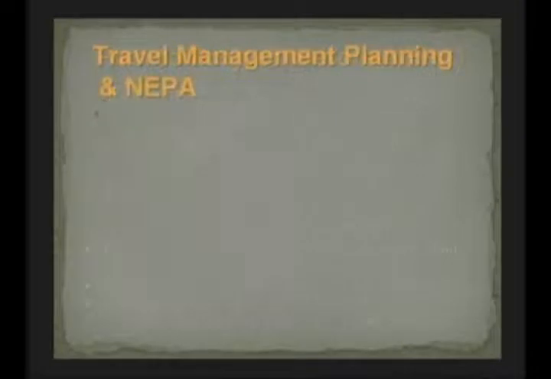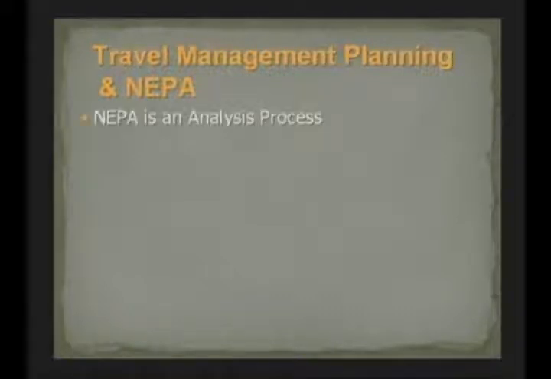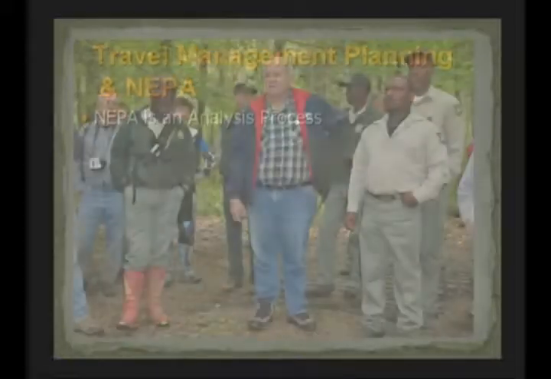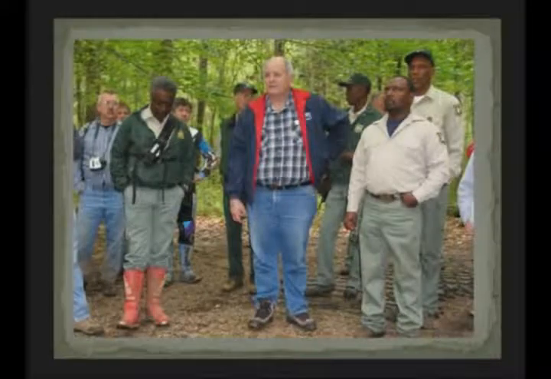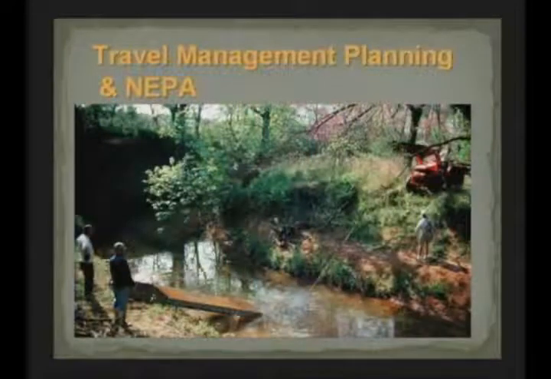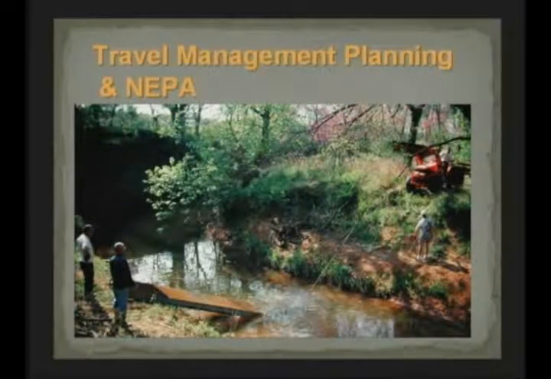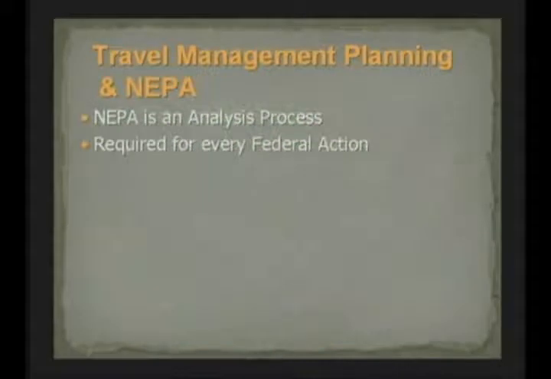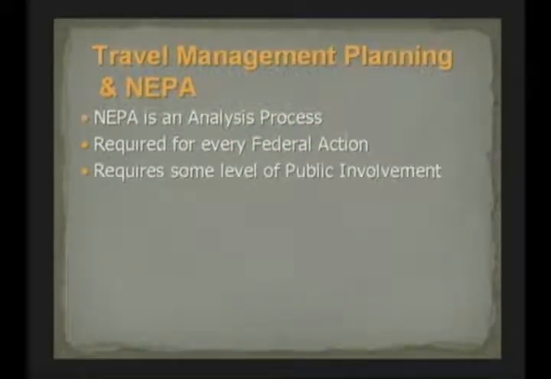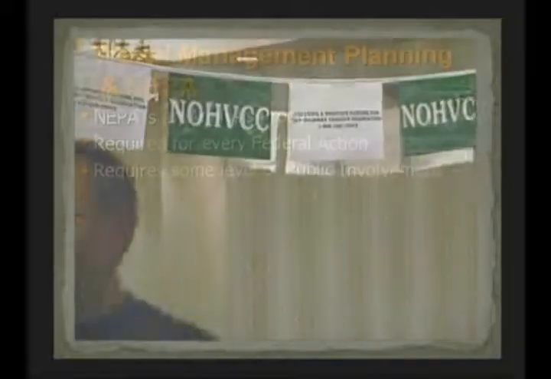Now let's talk a bit about the right side of the triangle, or the NEPA process. NEPA is an analysis process. It requires the agency to analyze the effects of their planned actions or projects. And it's required for every federal action. NEPA requires some level of public involvement. This is your opportunity to become involved in the process.